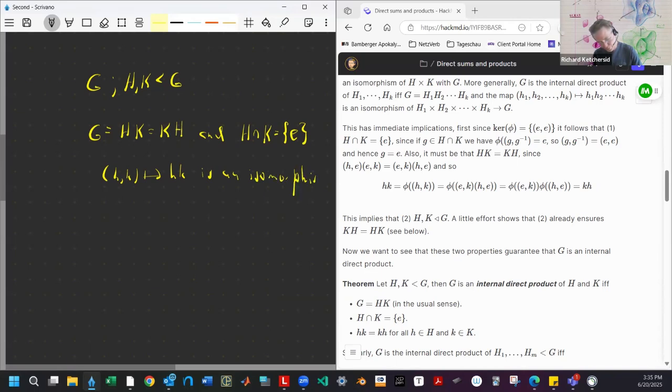Oh, isomorphism of what? So over here I've got H cross K, right? And over here I've got HK, right? So we have that isomorphism. We just call it phi. So phi is an isomorphism, right? The kernel of phi is clearly equal to H intersect K, right?